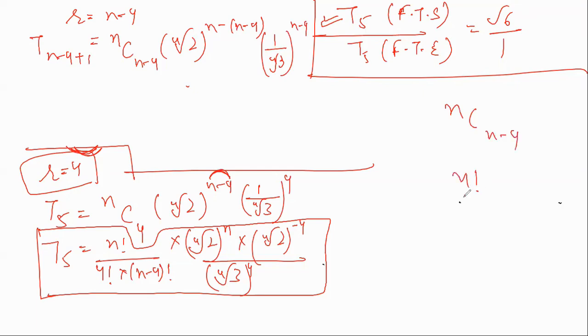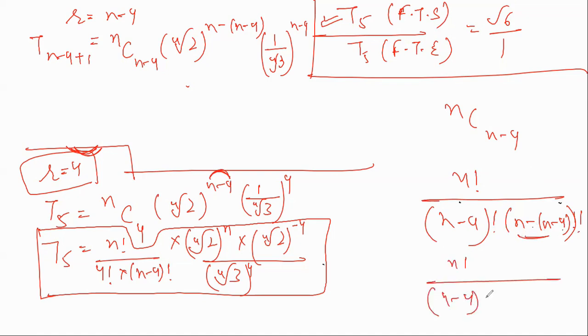n minus 4 means n factorial divided by n minus 4 factorial. Okay, now there is a minus sign outside the bracket, so let me sort it out. This is n minus 4 factorial. When we open the bracket, n cancels out. Then what is left? Only plus 4 is left.